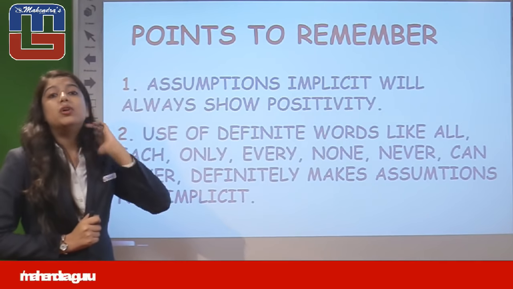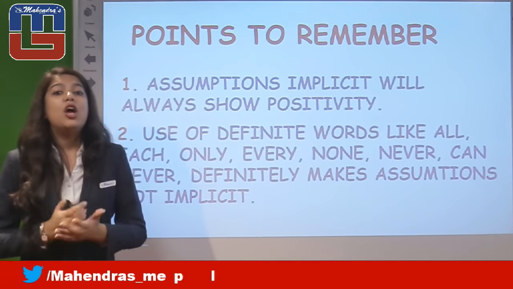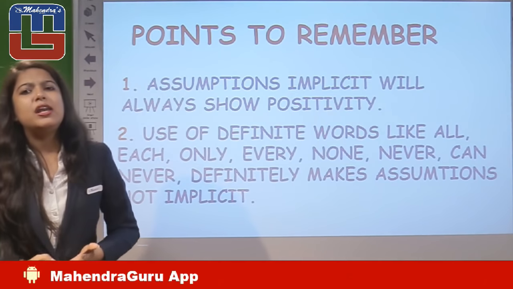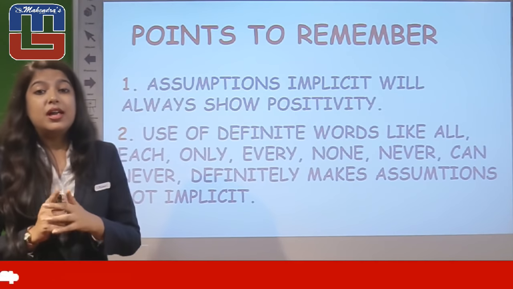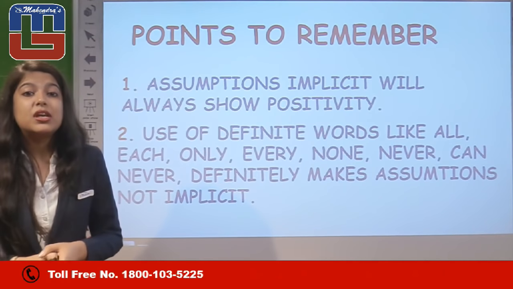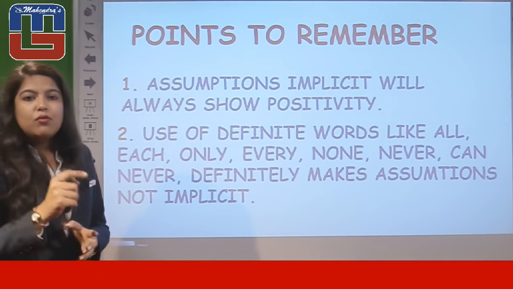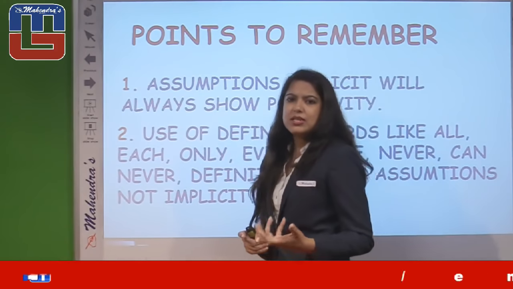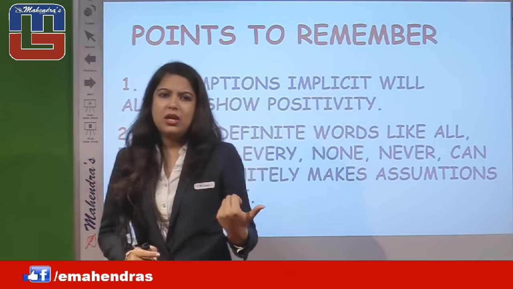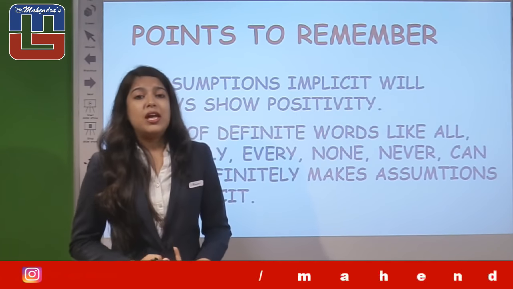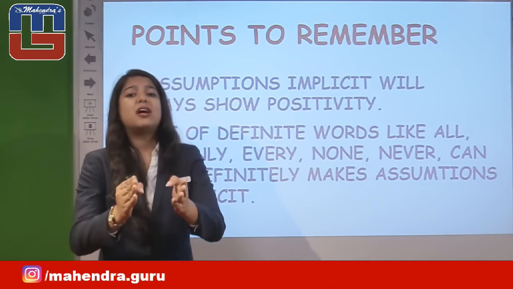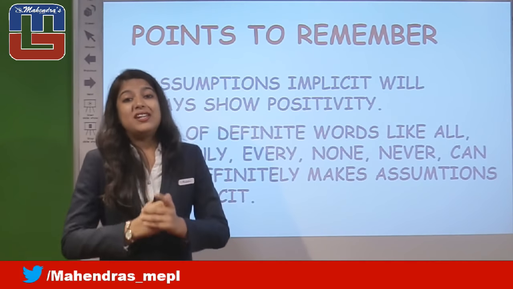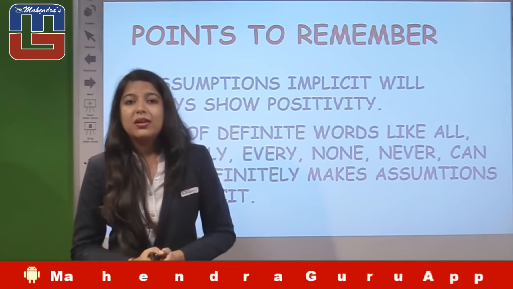Moving to the second point. Use of definite words. Now, use of definite words like all, each, only, every, none, never, can never, definitely makes the assumption not implicit. What does this mean now? If you find these words in any assumption, I am taking an all approach, I am taking a none approach, I am declaring definitely this is the approach. So these assumptions will not be implicit, because definite properties are not demanded over here.